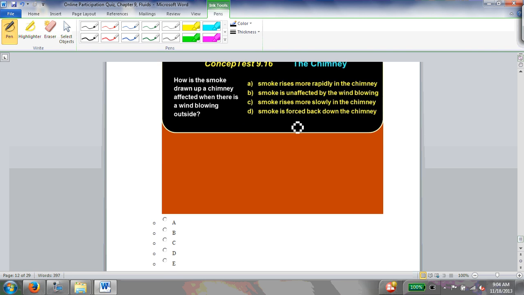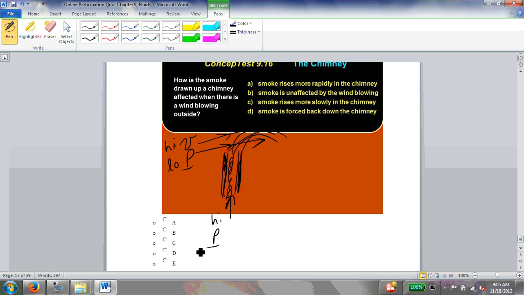How is the smoke drawn up the chimney affected when there's a wind blowing outside? All right, here's my chimney. That's smoke coming up in here. And then if I have a wind current flowing here, I have a high velocity, and that means I have a low pressure. So this smoke is going to be pulled out of the chimney, because I have a high pressure down here that's pushing it up. I have that pressure differential. So the smoke rises more rapidly in the chimney, that's A.